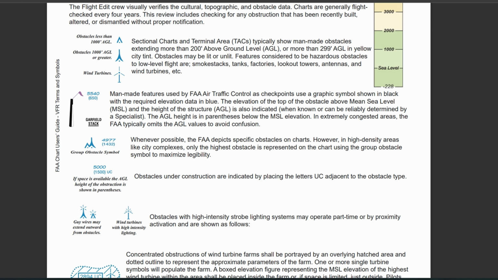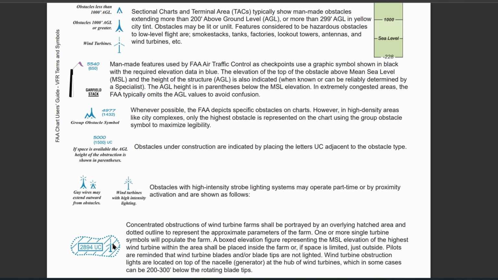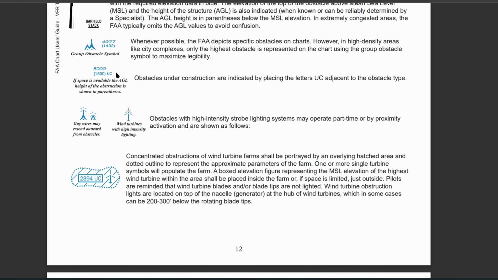In high density areas, sometimes we'll have obstacles grouped together like this, or possibly something like this, though these are concentrated obstacles, which we'll get to in a second. But we'll have obstacles grouped together like this, and that is just to avoid confusion in high density areas. Only the tallest obstacle will be represented. If you see something like this, where we have a UC next to it, that means under construction. Look a little bit below here, we have concentrated obstructions, and they're going to be grouped together.